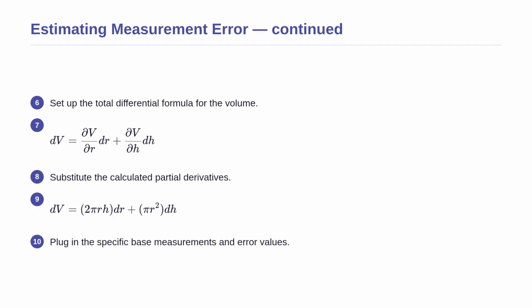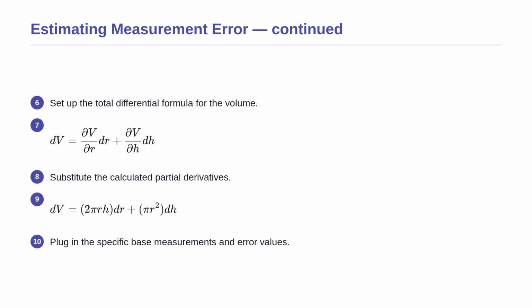Continuing with our calculation, we set up the total differential formula specifically for the volume equation. The term dV represents the estimated total error in the calculated volume. We substitute our calculated partial derivatives into the equation. The first bracketed term is the sensitivity to radius changes, and the second is the sensitivity to height changes. Now we have a complete algebraic model for the error. dV equals 2 pi r h dr plus pi r squared dh.